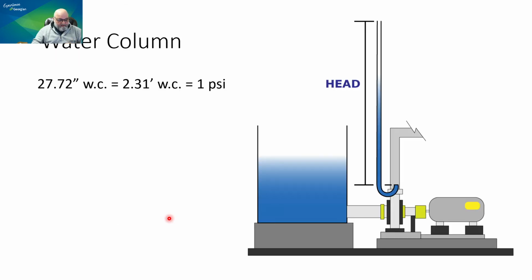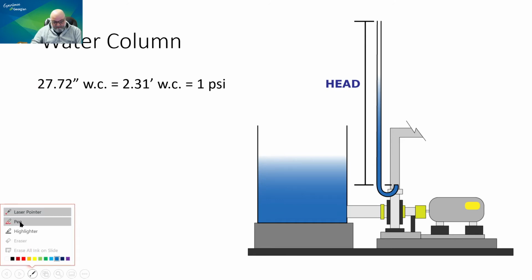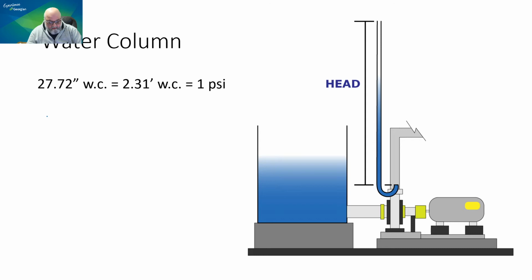So let's have a look here. If you take, I'm just going to do quick math here. If you take 27.72 inches and you divide it by 12, then you have converted it to feet, and that's the feet of water column. Okay, but why do we convert it to feet?